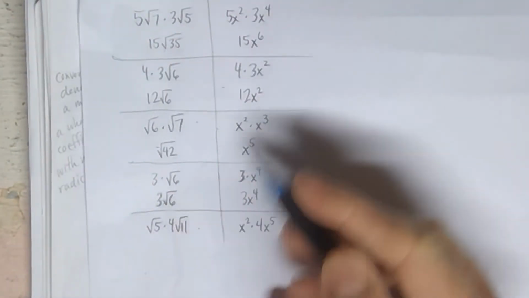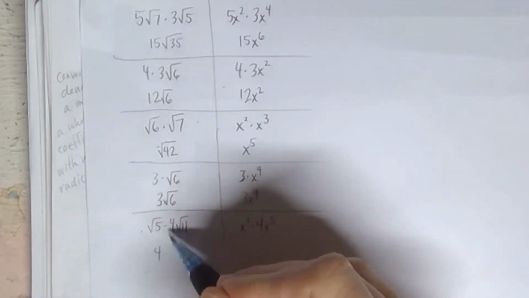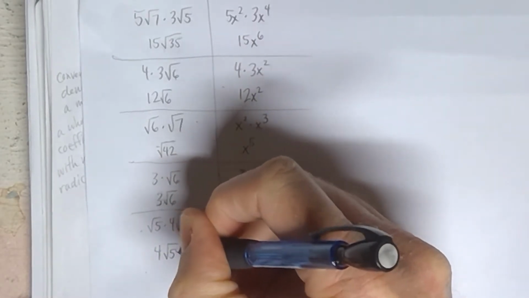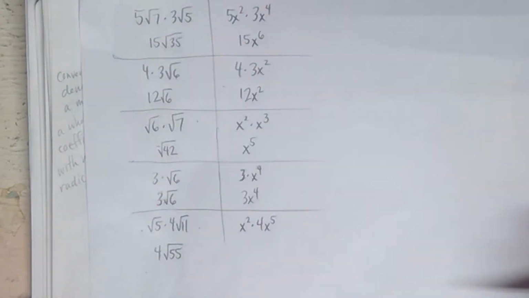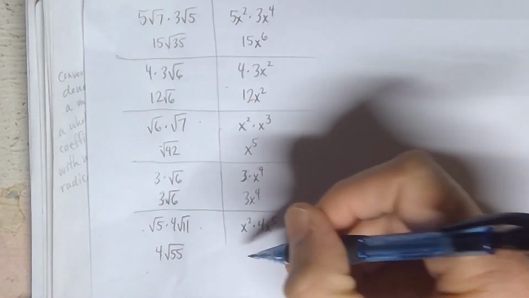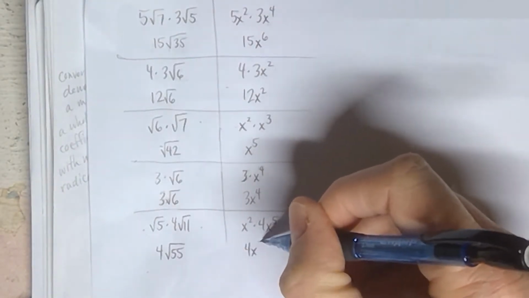So 1 times 4 is 4. Outside times outside, 1 times 4 gives us the 4. Inside times inside gives me 55. Okay, and there you go. Same thing over here. The invisible 1 times 4 is 4. And then x squared times x to the 5th, you get x to the 7th.